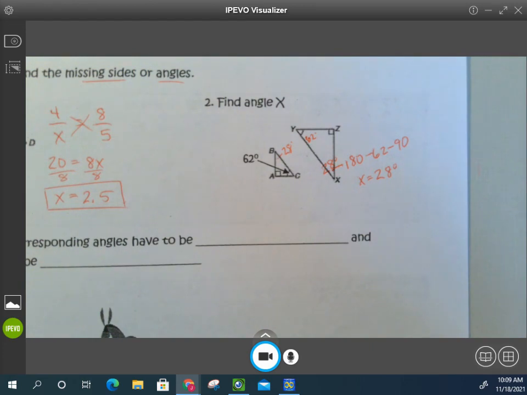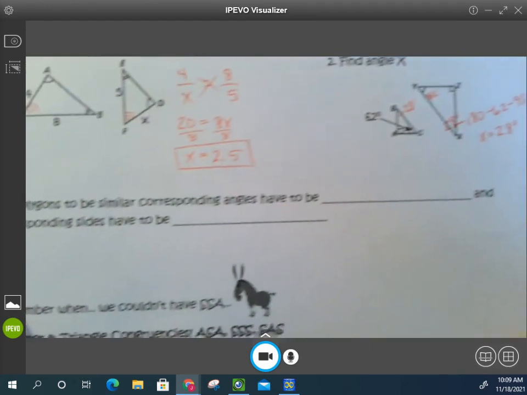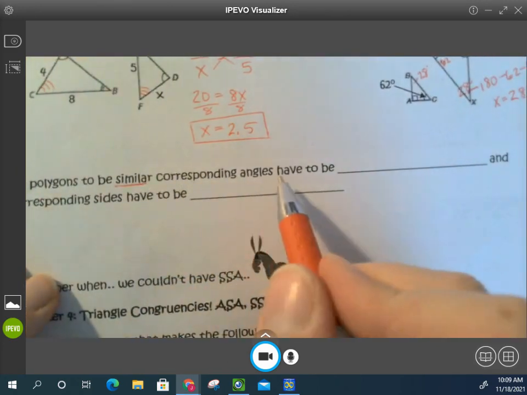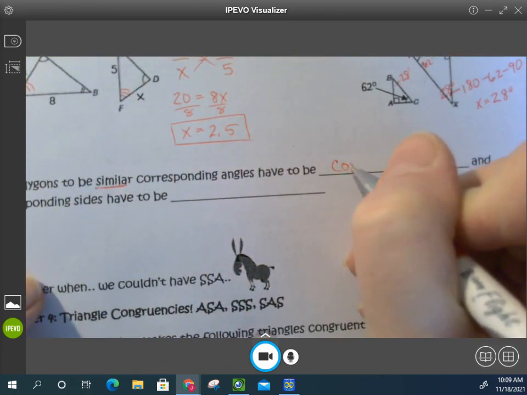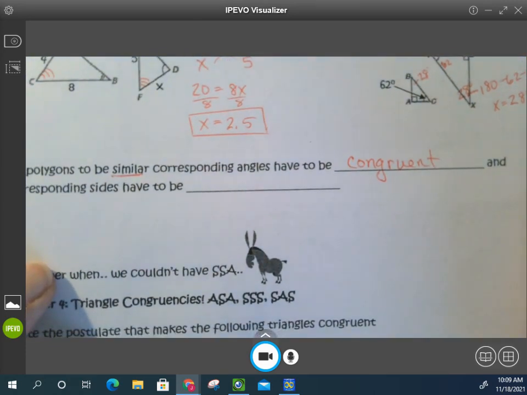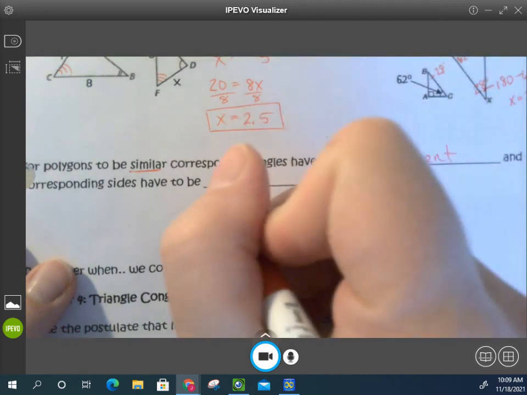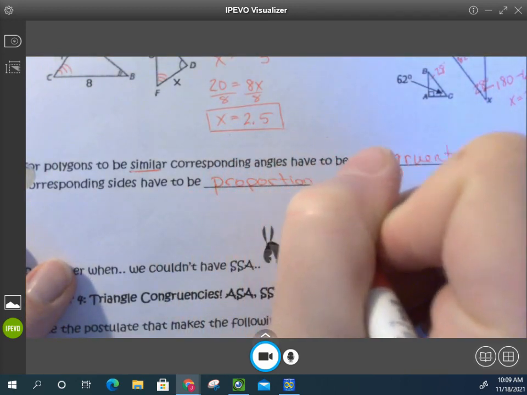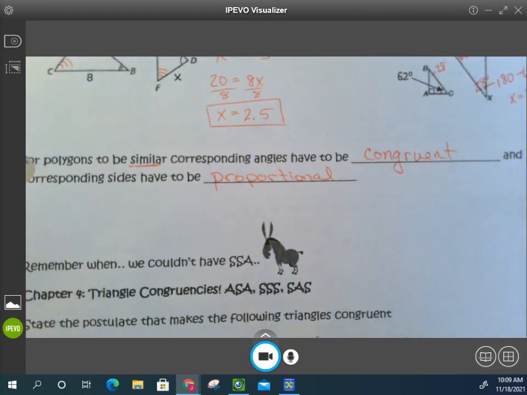Let's talk about our similar polygons again. For polygons to be similar, the corresponding angles have to be congruent, same rules we've been using, and the corresponding sides have to be proportional. So we need those two checks. Corresponding angles are congruent, so the angles have to match up, and the corresponding sides have to be proportional, so same decimal when we divide those ratios.